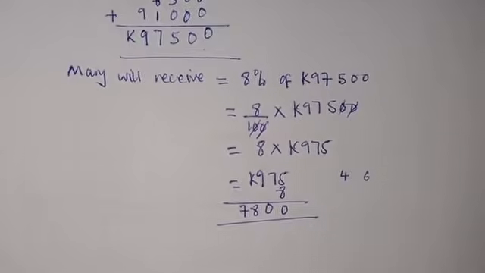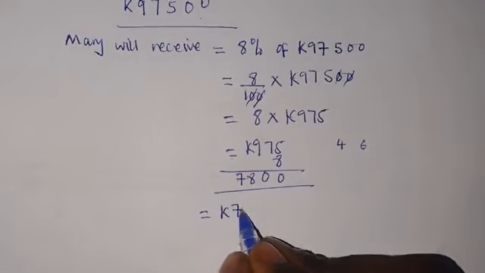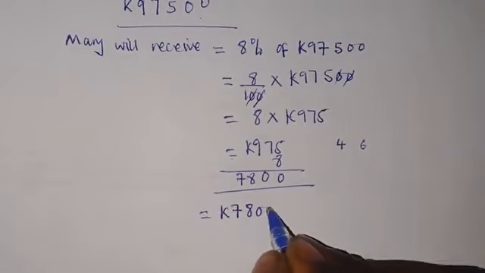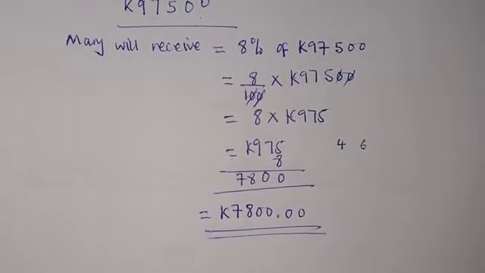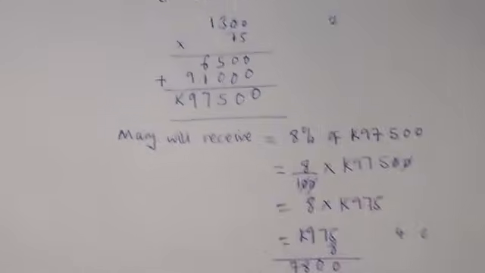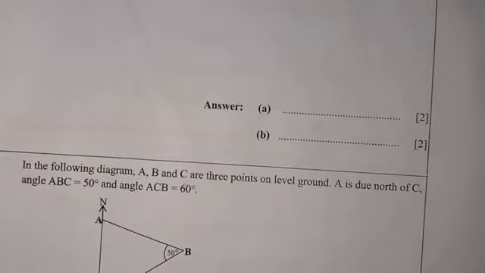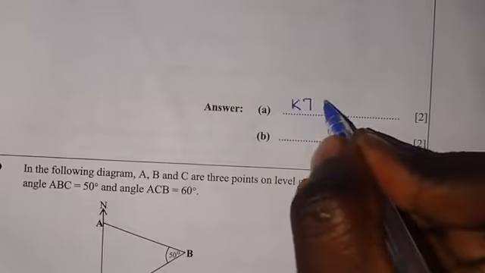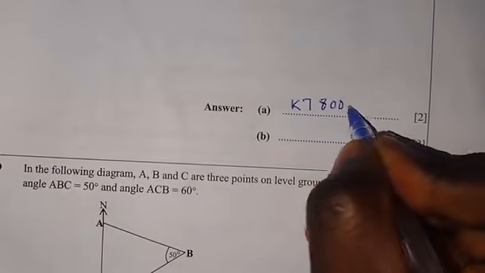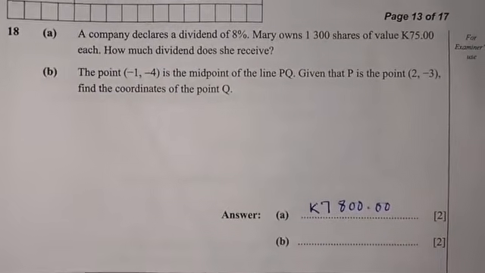So in this case, Mary is going to receive 7,800 kwacha. This is the answer for our question A. So I hope it's clear. This is the amount that Mary will receive. So you can write it here. Mary will receive 7,800 kwacha. Now let us look at our question B.